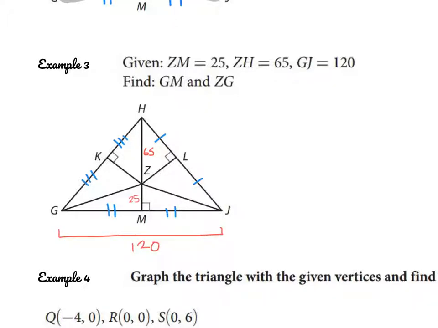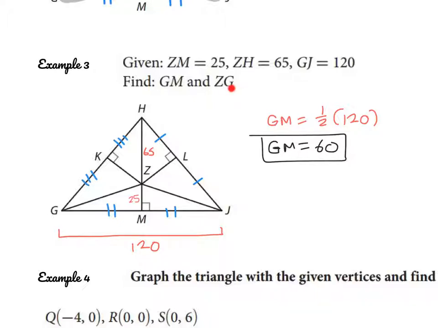First they would like us to find GM. We know that these two segments are equal, so GM is going to be half of 120, because two equal segments means they're divided perfectly in half. So we know that GM is 60.